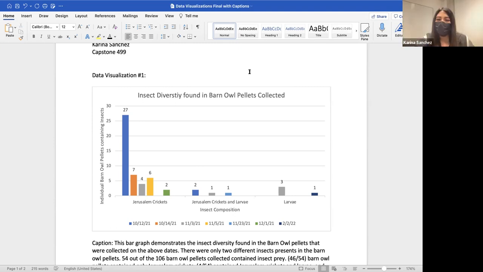Okay, where it says Jerusalem crickets, that's going to say October 12th. Where it says Jerusalem crickets and larvae, that's going to say October 14th. So for each day there's going to be a cluster. The blue bar would be, say, the mice. The orange bar would be the Jerusalem crickets. The gray bar would be the insect larvae, and so on and so forth. Does that make sense?